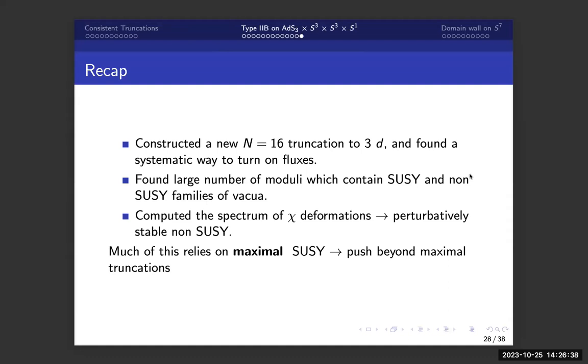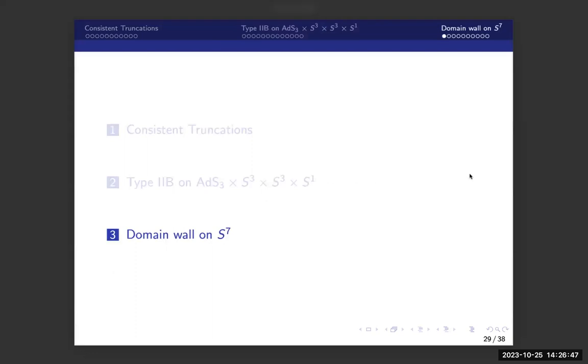But now I'd like to discuss an example where we push it slightly beyond this situation and we don't have maximum supersymmetry anymore. This is a situation where we found a domain wall solution in 11-dimensional supergravity compactified on the 7th sphere.